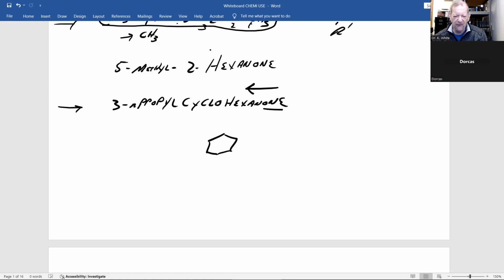is a 6-membered ring. And it's a ketone. One of the carbons has a double bond to oxygen. This is carbon 1. You can go clockwise or counterclockwise. I think all of you will go clockwise. Here's carbon 3. It has an N-propyl, 3 carbons. The N carbon is bonded to the ring. And that's how you do ketones and aldehydes. Well, I didn't do an aldehyde, but you got the idea.